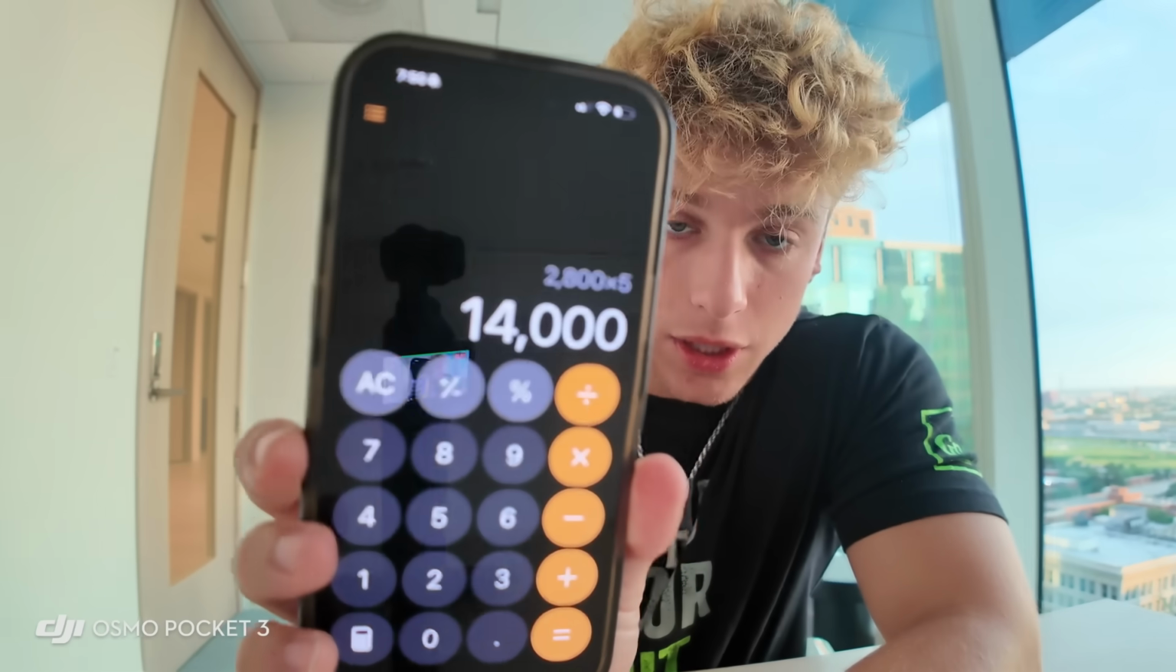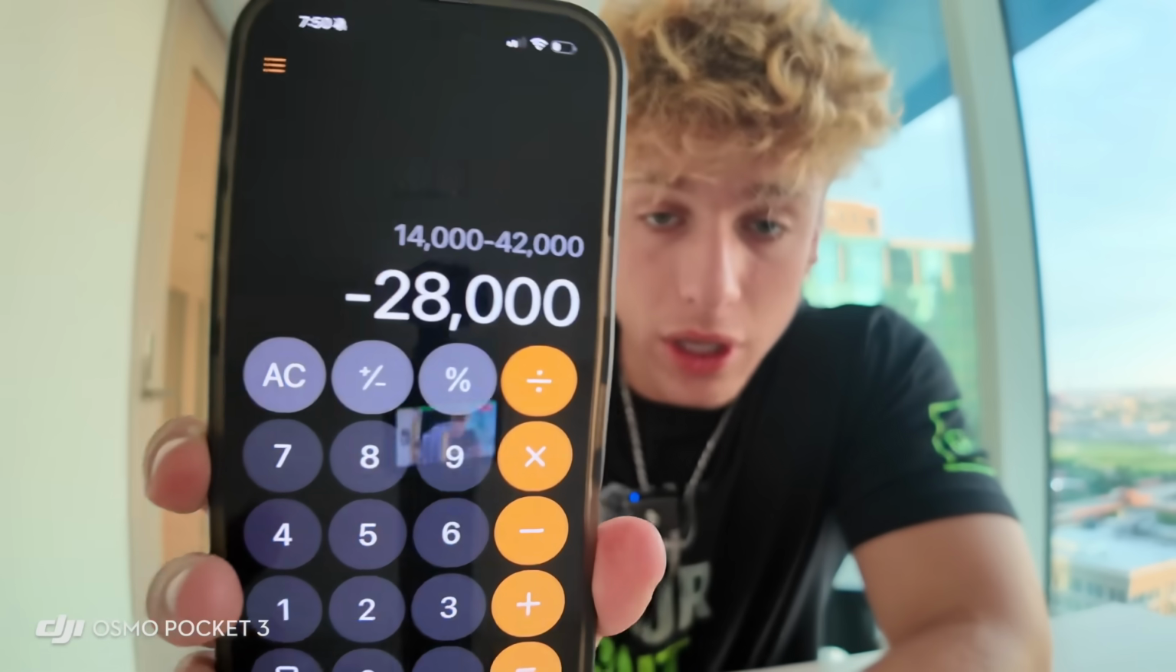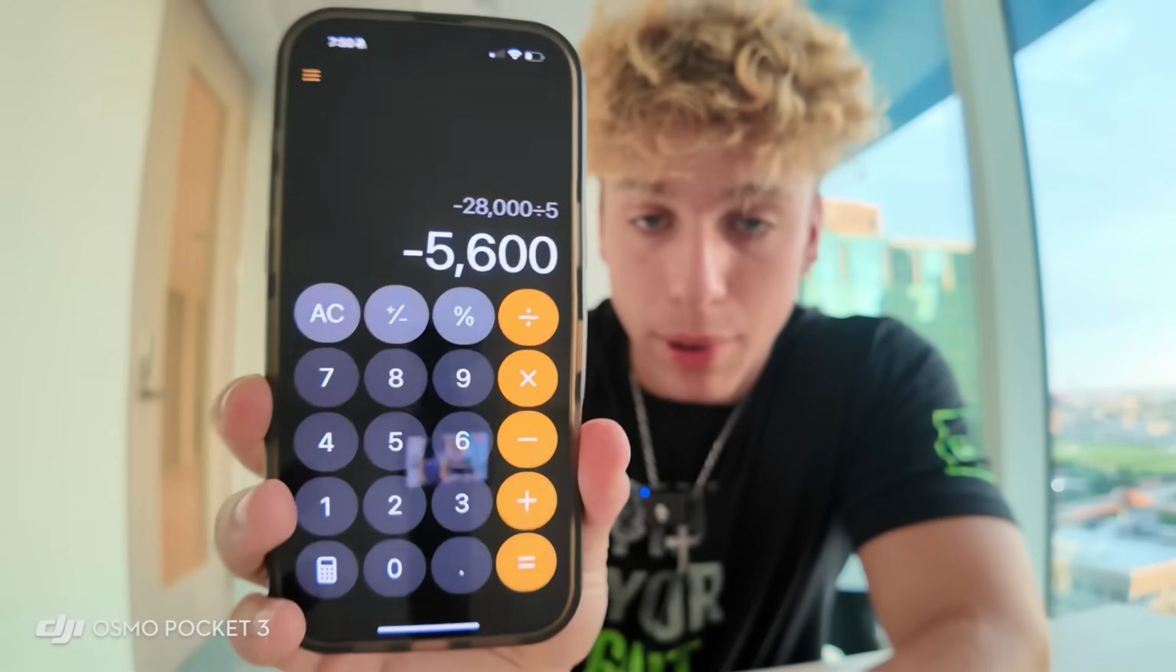Let's see. $14,000 across all those accounts in losses. Okay, so let's minus that by 42,000 for all 5 accounts. That means we're still going to be up $28,000 of firm profit. And then we're going to take that number, obviously, divided by 5. So that means $5,600 per account of profit after the losing days, after the winning days, after everything, okay?